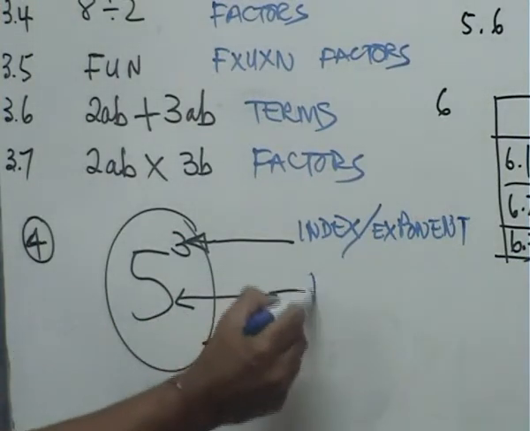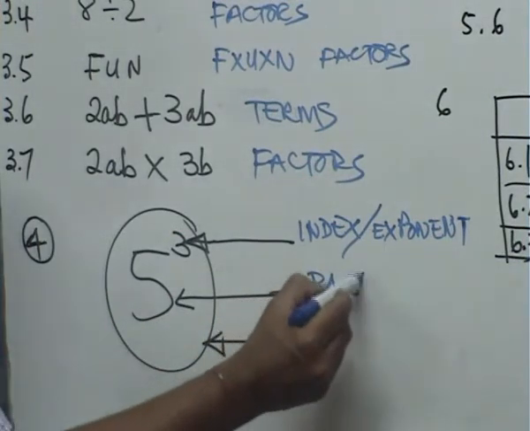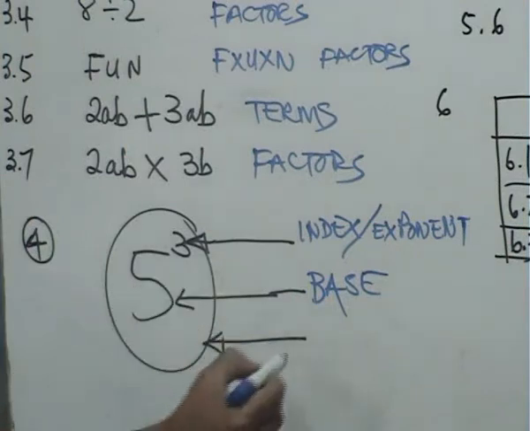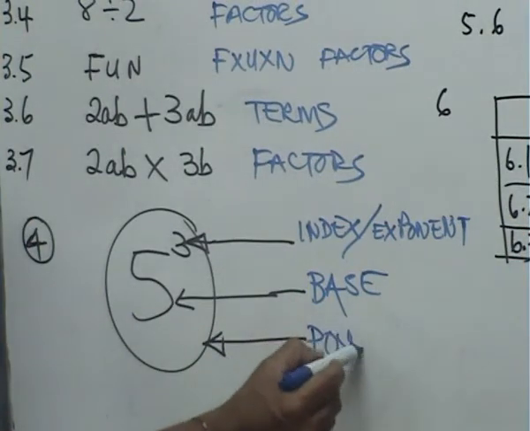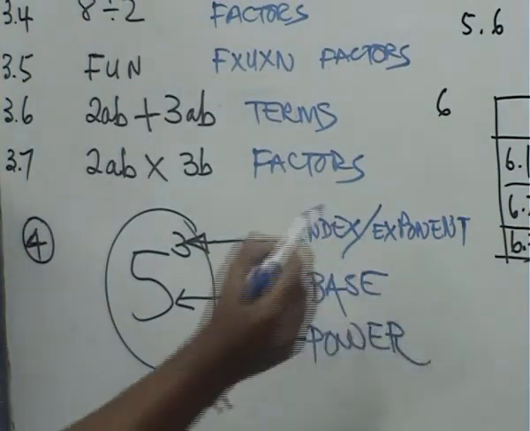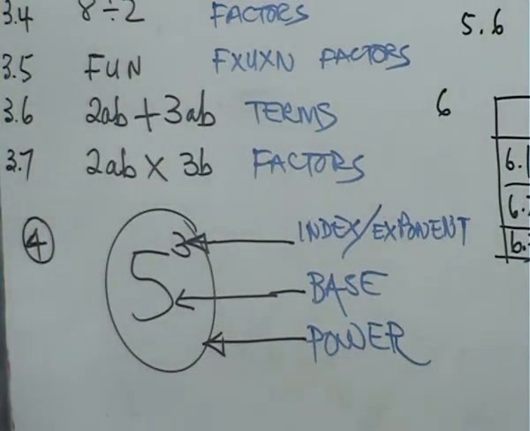The 5 is the base, and this whole thing is called a power. Alright, we'll move on.